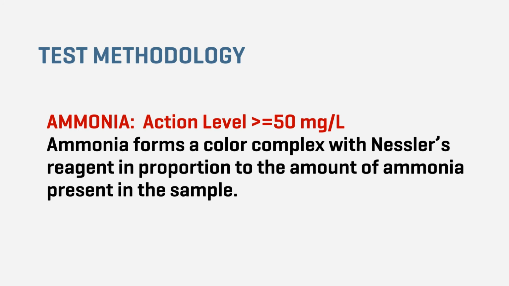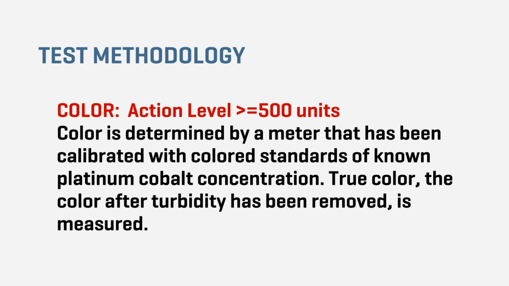Ammonia forms a color complex with Nessler's reagent in proportion to the total amount of ammonia present in the sample. Color is determined by a meter that has been calibrated with colored standards of known platinum cobalt concentration. True color, the color after turbidity has been removed, is measured.